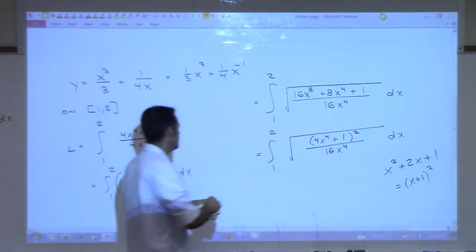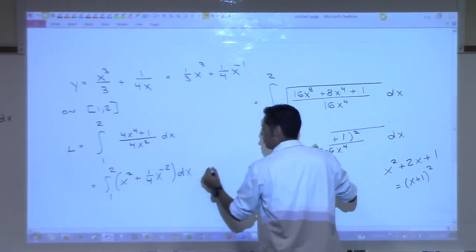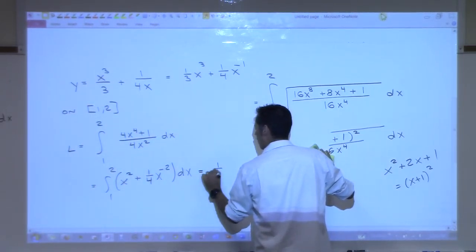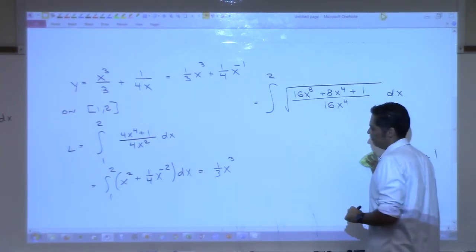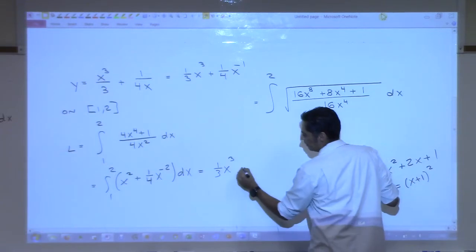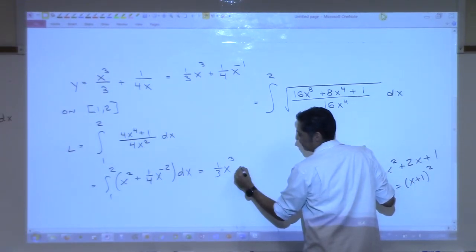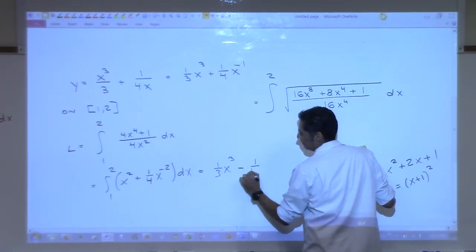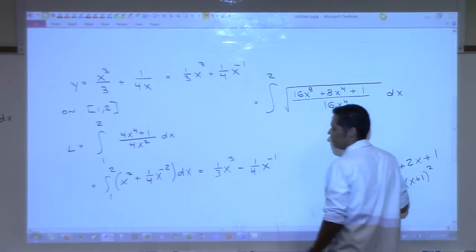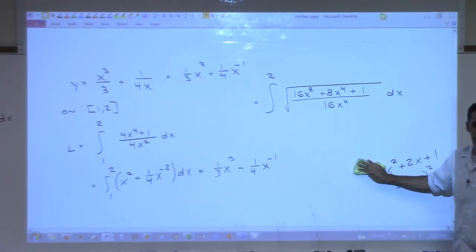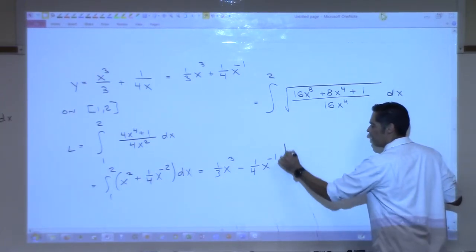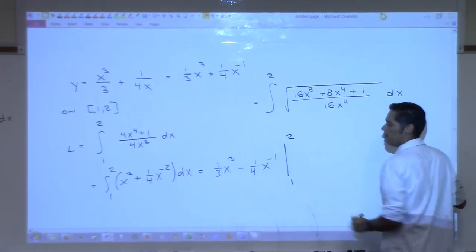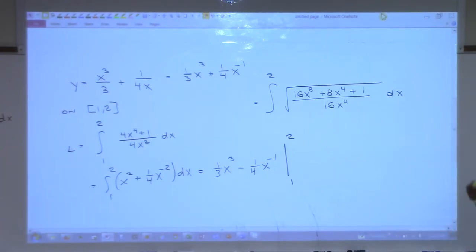Let's go ahead and just get the antiderivative of this because we're so close already. Antiderivative is 1/3 x cubed. All right, what is the antiderivative of that? Yeah, negative 1/4 x to the negative 1 is the antiderivative of 1/4 x to the negative 2. We're evaluating this from 1 to 2. So 2 goes in for x, 1 goes for x. We subtract, we got an answer.